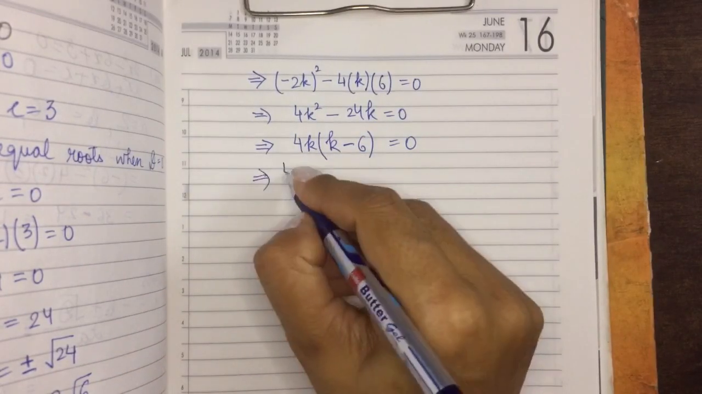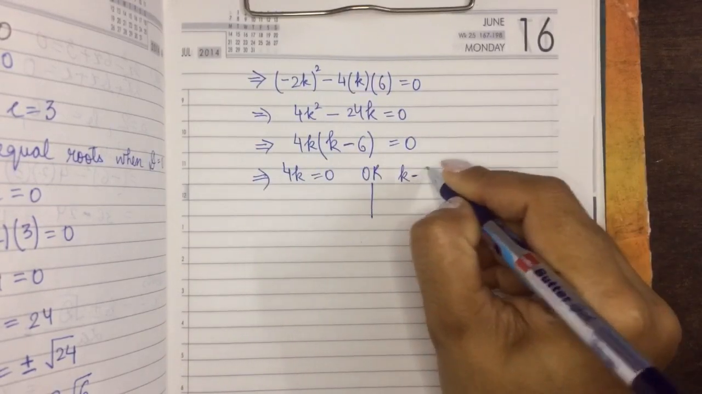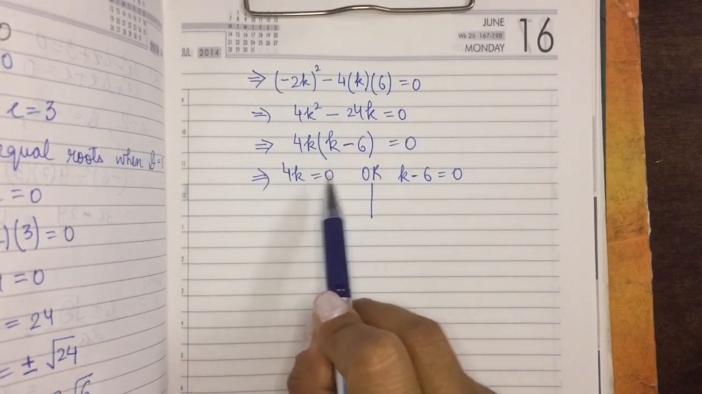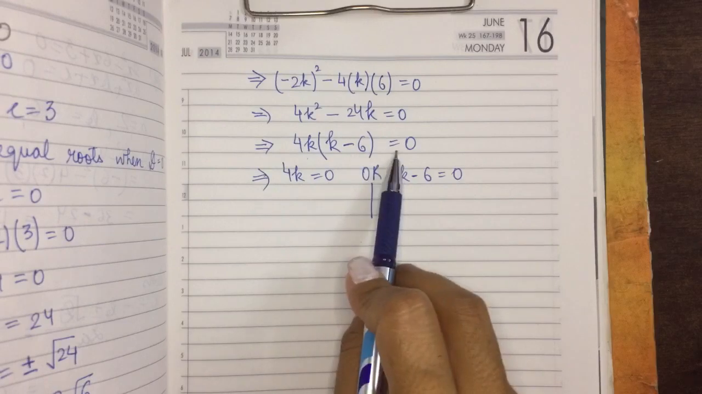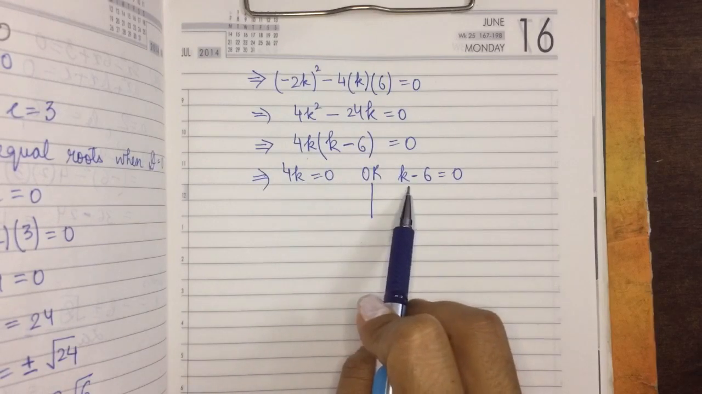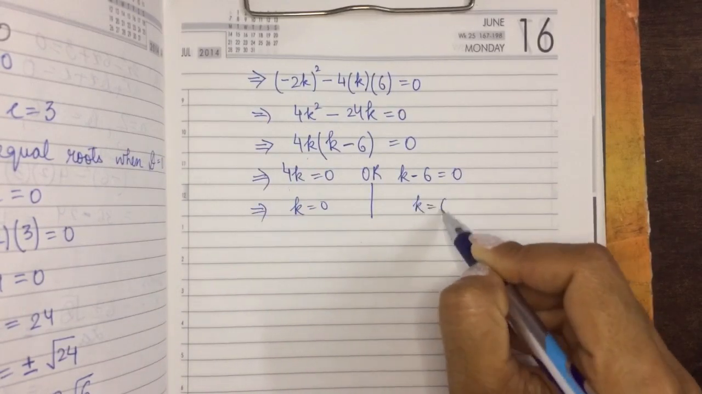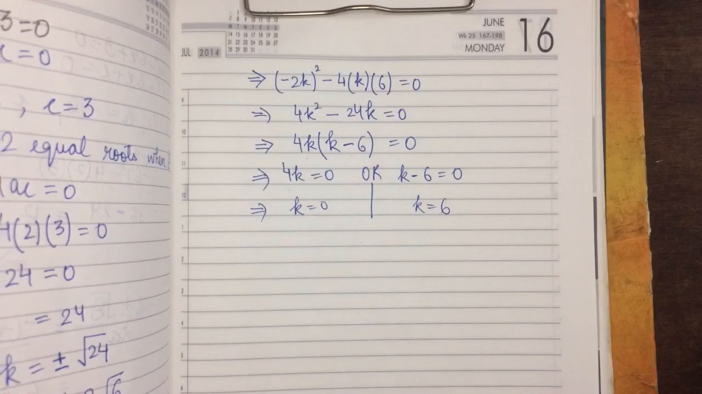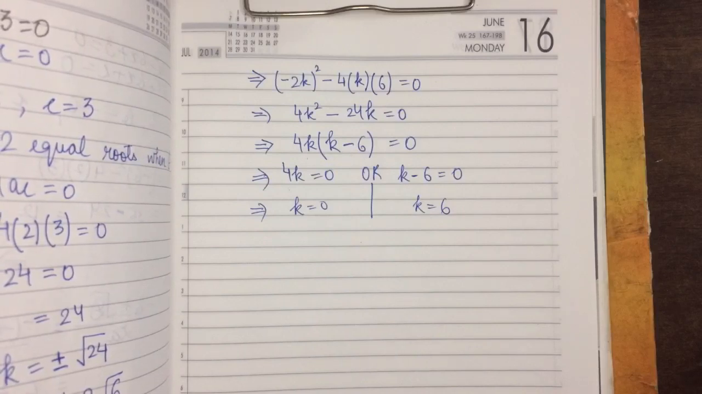From here 4k equals 0 or k minus 6 equals 0. Just like a quadratic equation, we have two linear factors. Each of these linear factors will be taken equal to 0 and then we obtain the value of k. So from here k equals 0 and from here k equals 6. And just like in a quadratic equation, we will see which of these is a correct value. Maybe both are correct, maybe one of them is correct.